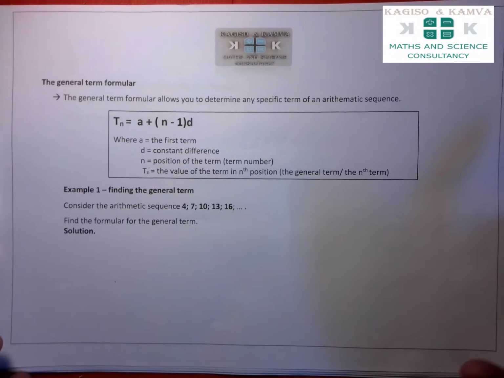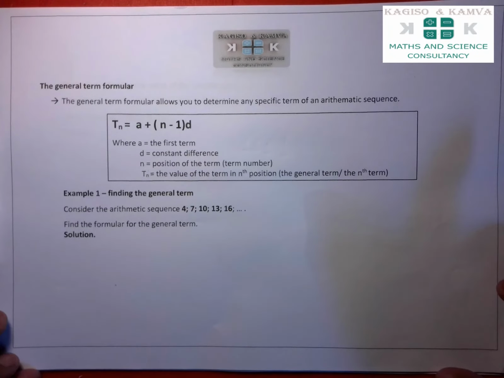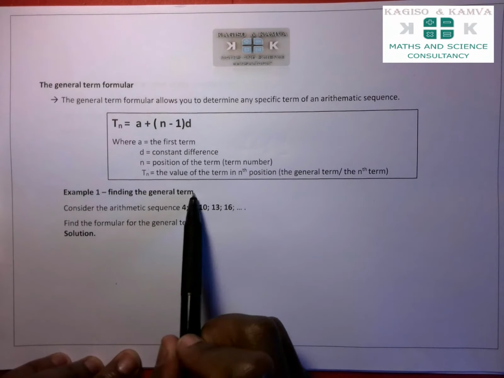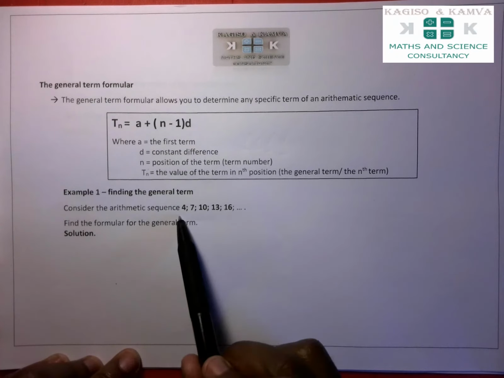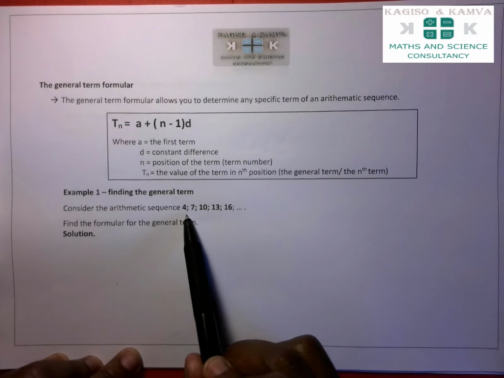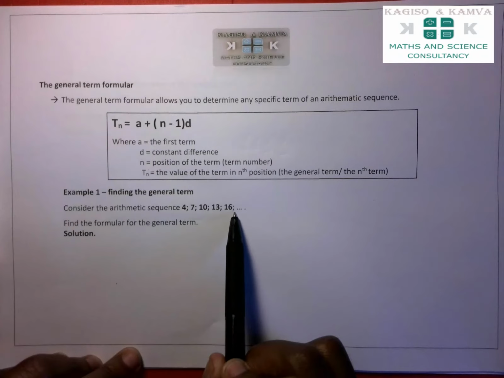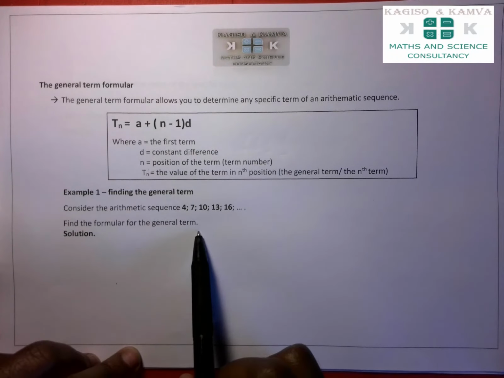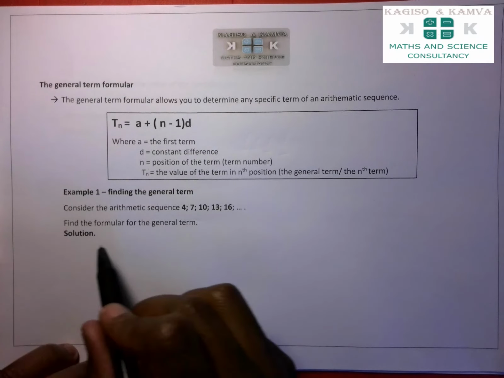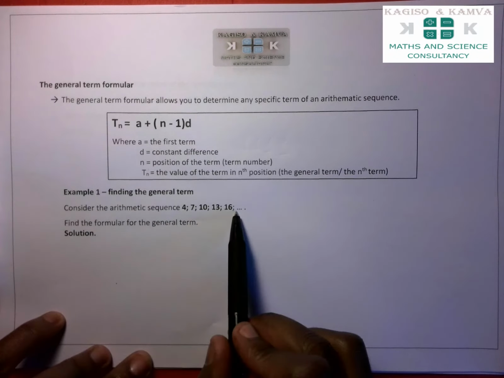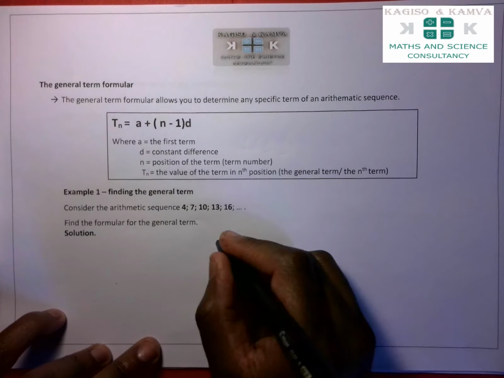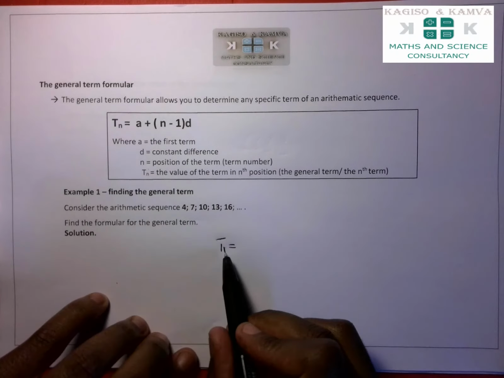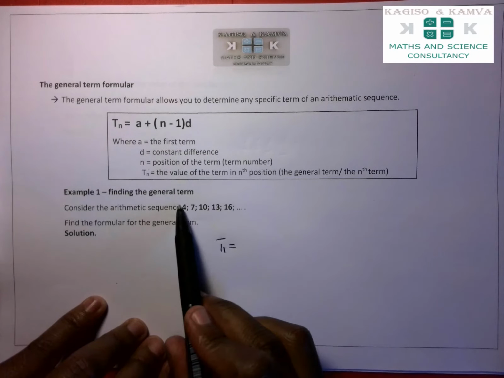Okay, example number 1. Finding the general term. Consider the arithmetic sequence 4, 7, 10, 13, 16. We are asked to find the formula of the general term. From here, term number 1, T1, is equal to 4. The value of T1 is 4.